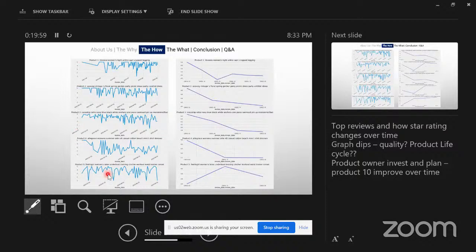So yeah, but you can clearly see some of the products, they go from 4 to 0.5. So as an investor, I wouldn't invest in this product or in this brand because they don't do analysis on their products. We move to the second top 5.